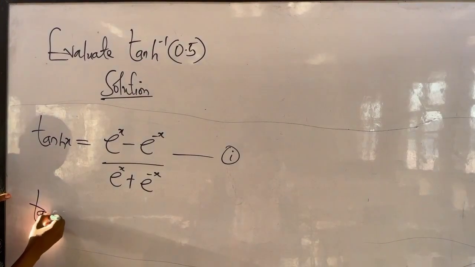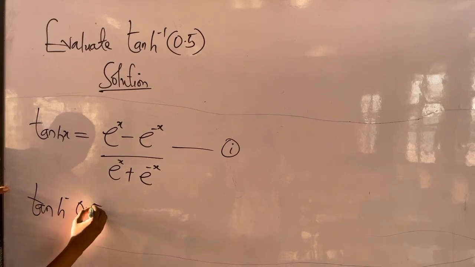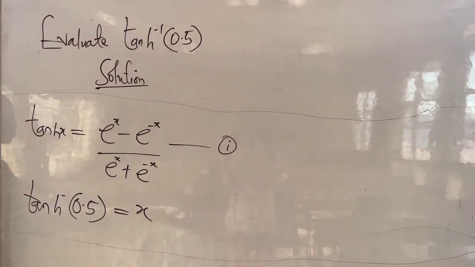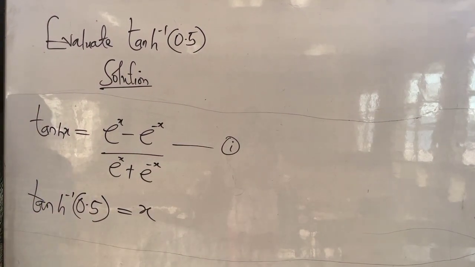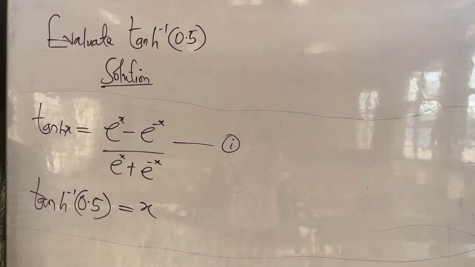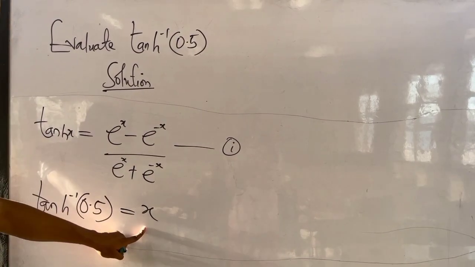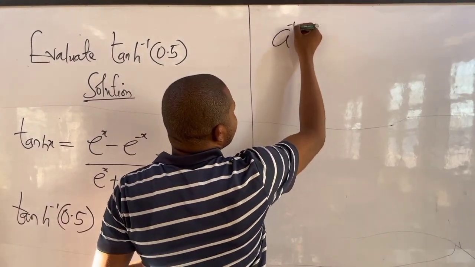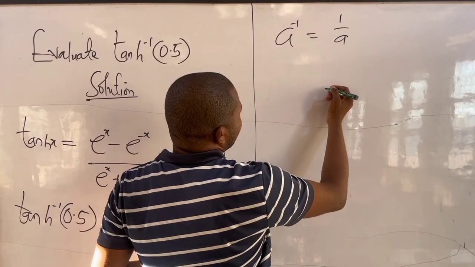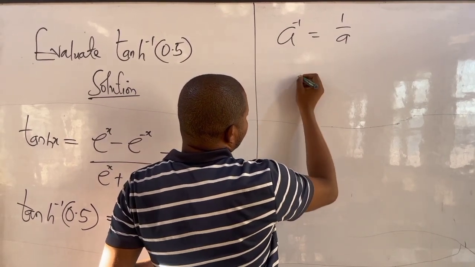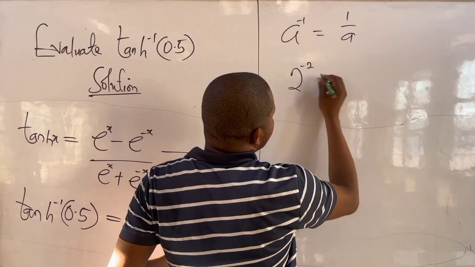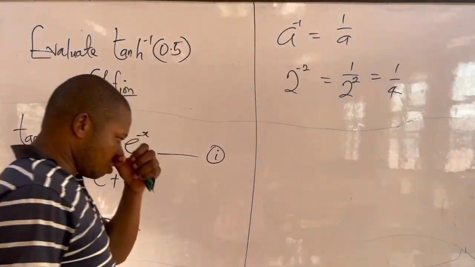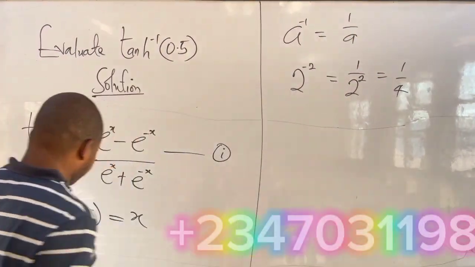We have that tanh⁻¹(0.5). The best way to deal with this is to equate it to x. Say let it equal x. This is minus 1, that is -1. So, from the law of indices, when you have something like a raised to power -1, it means 1 over a. If you have 2 raised to power -2, it means 1 over 2 raised to power 2, which is 1 over 4. But that is not what I'm teaching. Why I'm introducing this is because of what we have here.